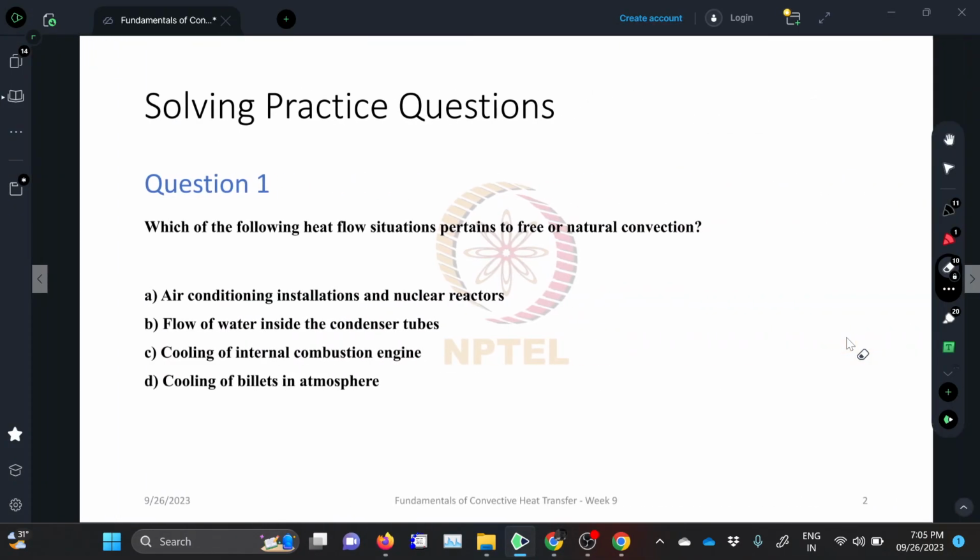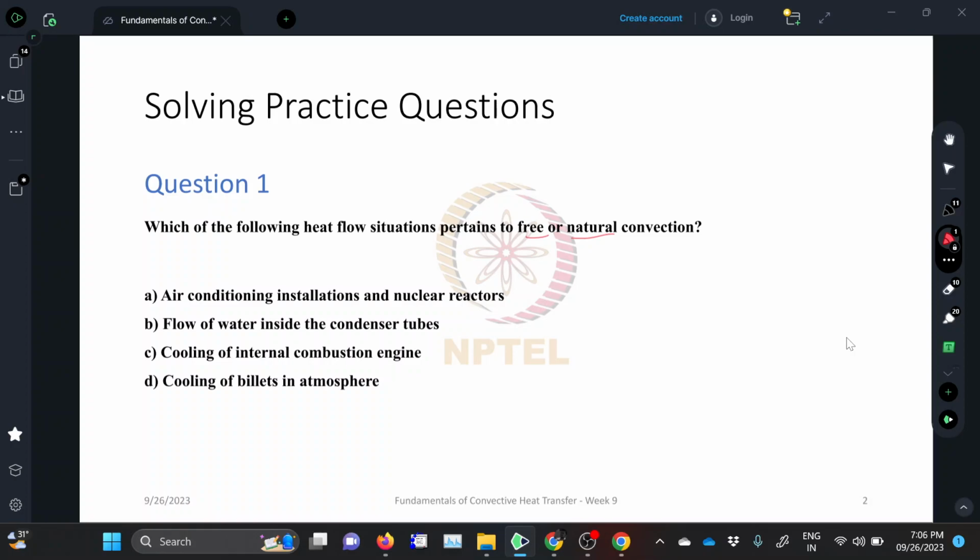So, this is question number 1 of today's session, which is asking us which of the following heat flow situations pertains to free or natural convection. Is it option A, air conditioning installations and nuclear reactors? Option B, flow of water inside the condenser tubes? Option C, cooling of internal combustion engine? Or option D, cooling of billets in atmosphere?